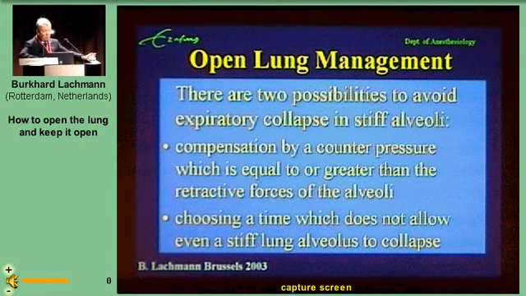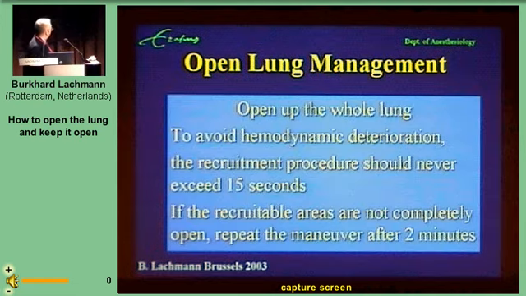The first, and the simplest one, is just to apply the static PEEP which is required to keep all alveoli open. And in pressure-controlled mode, there's another possibility: you choose an expiratory time which is too short, so the alveoli get no chance to collapse, and this creates a so-called auto PEEP. We are in favor, especially in restrictive lung diseases, of applying this auto PEEP, because with auto PEEP you can much more easily control the CO2 elimination.